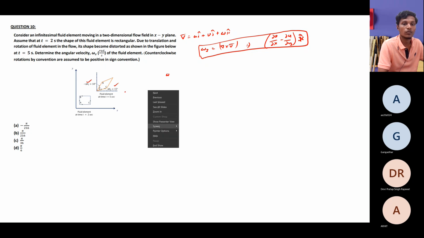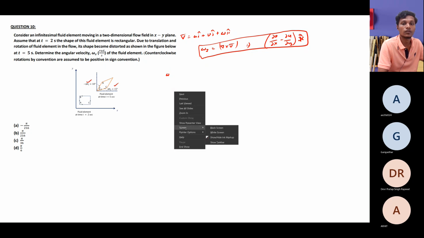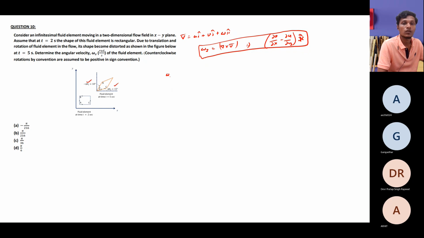So how can we write the angular velocity? Sorry, let me take the pen. So omega z, which is in our z direction, that is, perpendicular to the plane, equals half of, we need to take the average of these two rates of change of angular deformation. This is the basic definition. Omega z equals half of d theta 1 by dt plus d theta 2 by dt. This is the basic definition of the angular velocity.